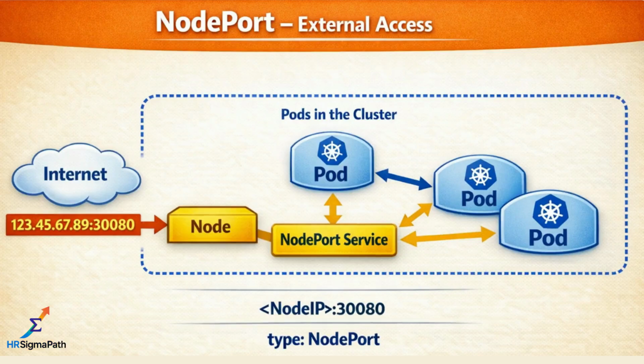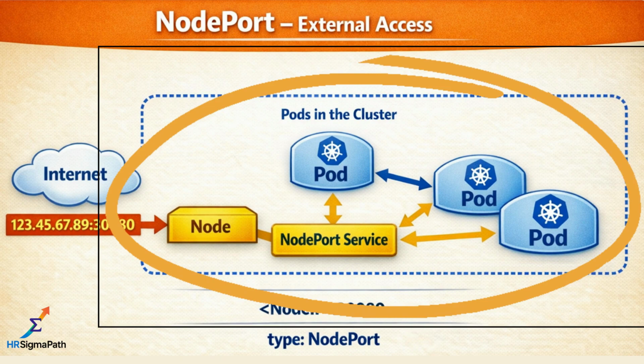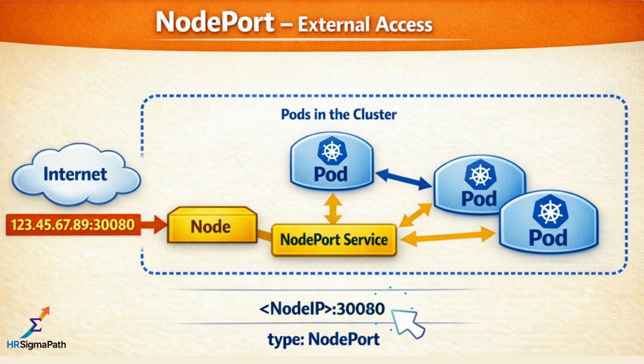So now look at the NodePort diagram. See the cloud labeled internet? Traffic comes in through a fixed port like 30080 on every node. The NodePort service then forwards that traffic to the pods inside the cluster. So this means you can reach your app externally using the node IP colon the node port. So it works, but it's a bit clunky since you need the node IP and the port number.